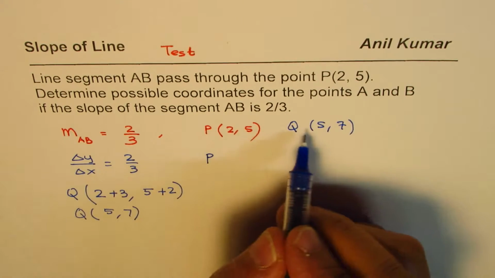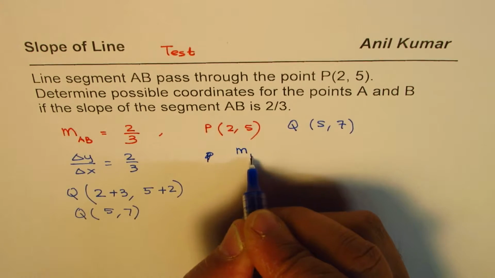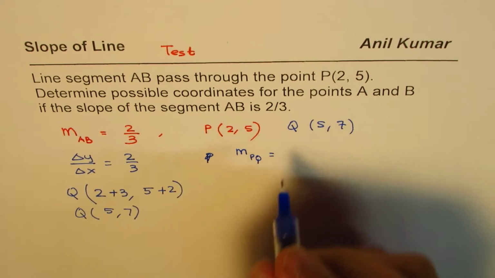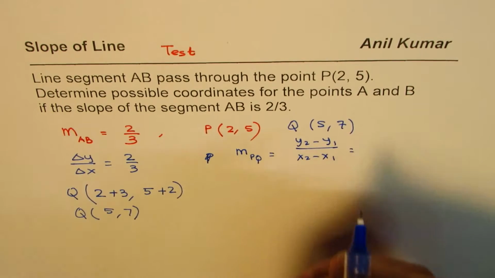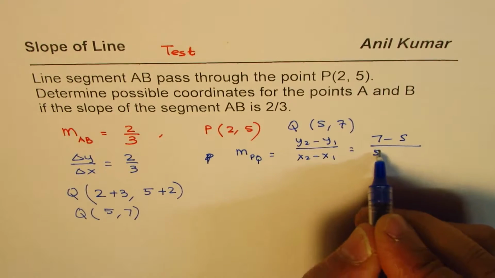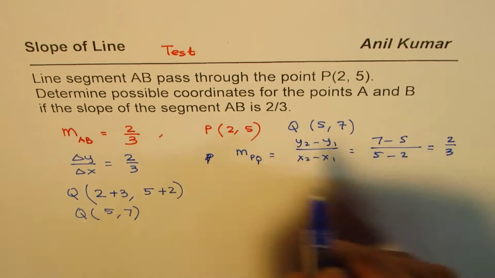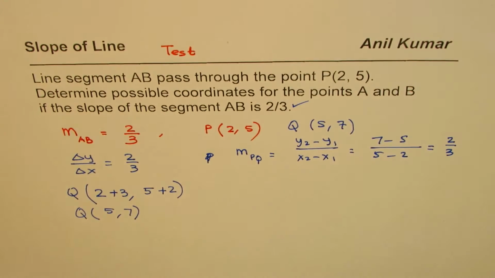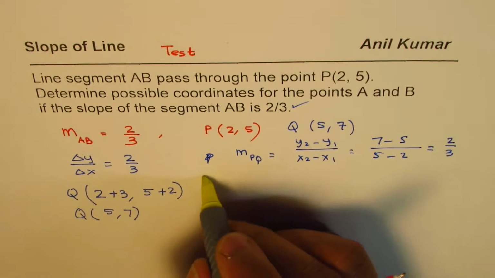Now, if I join these two, we definitely get a segment. But let's check what is the slope of PQ. It is y2 minus y1 over x2 minus x1. So y2 is 7, 7 minus 5, x2 is 5, 5 minus 2, and that gives me 2 over 3. So that works, correct? In this way, you can find points on a line which can form a segment with the given slope, right? Now here is another important thing to understand.